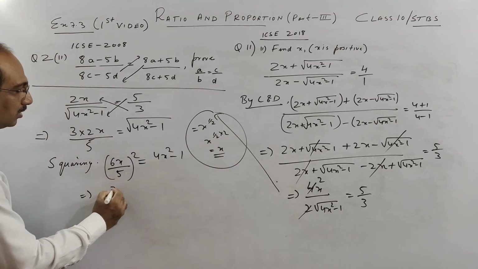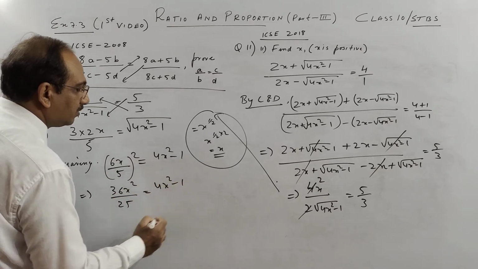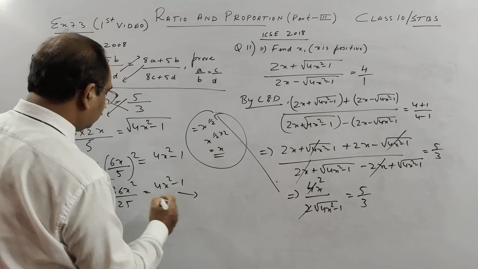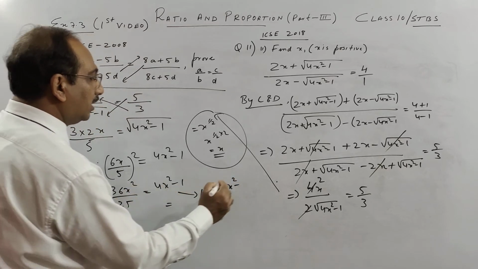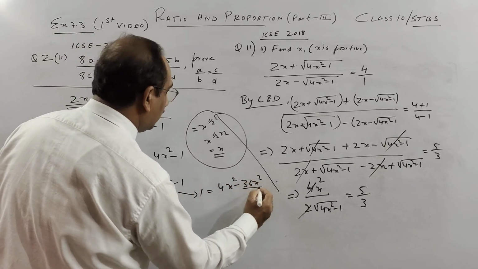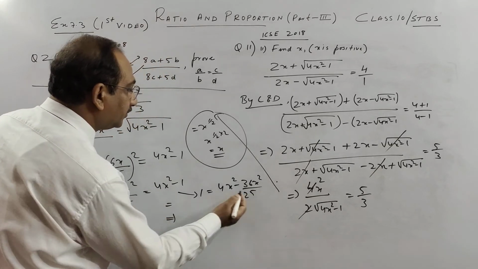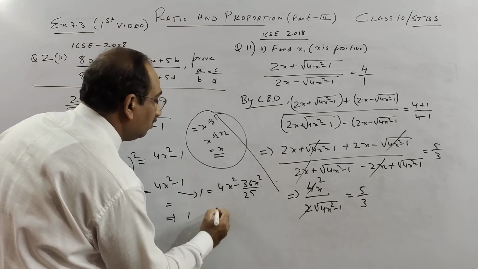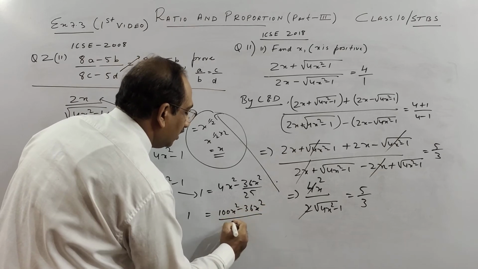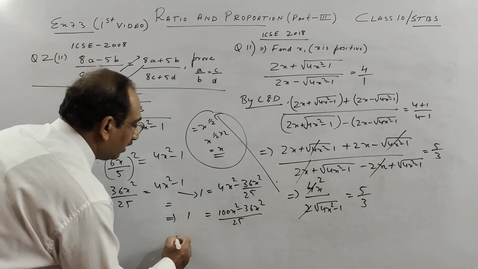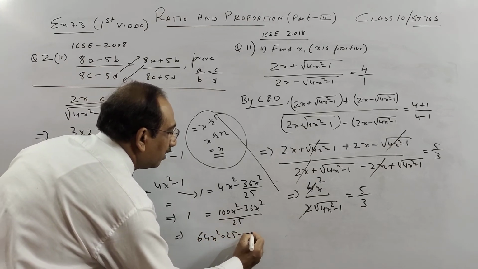So what do we get here, children? 36x square by 25 is 4x square minus 1. So I bring 1 to this side, and 4x square goes to the other side, giving 36x square by 25. I bring this to this side, 100x square minus 36x square is 25. So we get 64x square is 25.